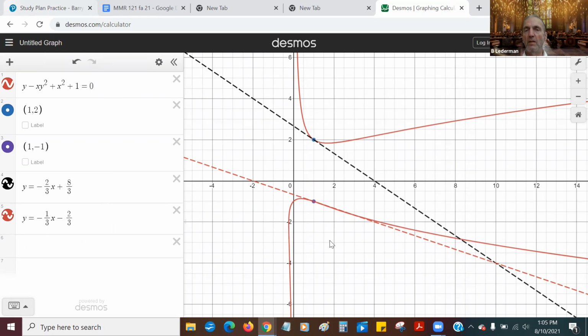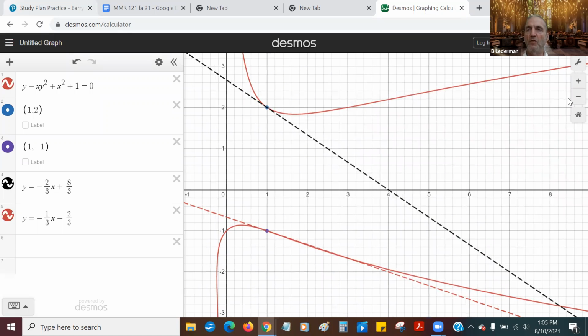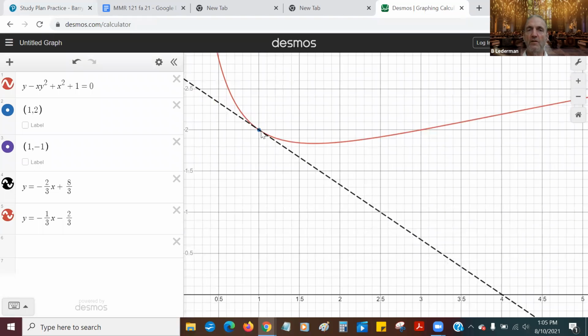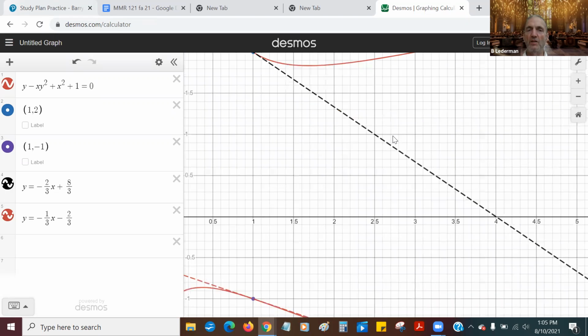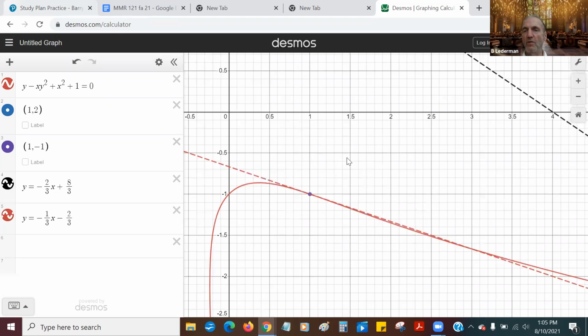And let's blow this up a little bit so we can see even nicer. Look how beautifully this is tangent. So that's the first tangent at 1, 2. And here we have the other tangent at 1, negative 1. Look how fabulous. The tangent is very, very close to the curve itself over here, so it's hard to see the difference, but that is a tangent. That is beautiful.